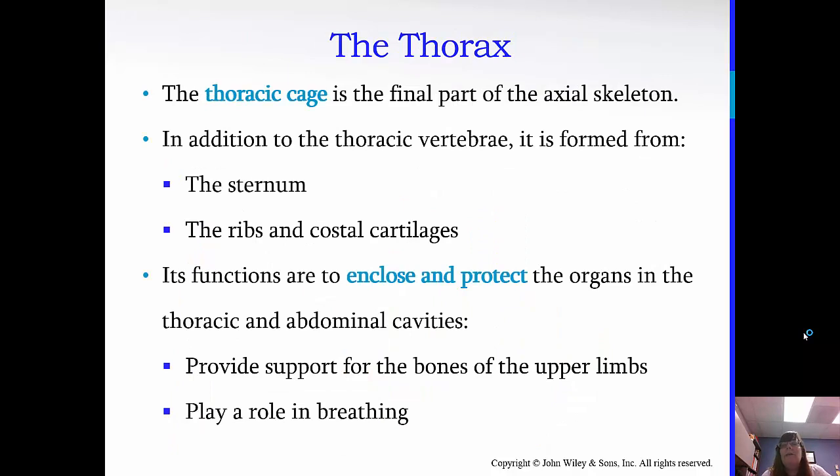The thoracic cage is the final part. So you have the sternum, the ribs, and the costal cartilage, and then, of course, the vertebrae in the back. Very important functions to enclose and protect the organs in the thoracic and abdominal cavities. So we have our heart, we have our lungs, so they're protected by the thoracic cage. Also, our kidneys, to an extent, slightly protected in the back. They also provide support for the upper limbs and play a role in breathing, which you will learn about next semester when you cover respiratory.